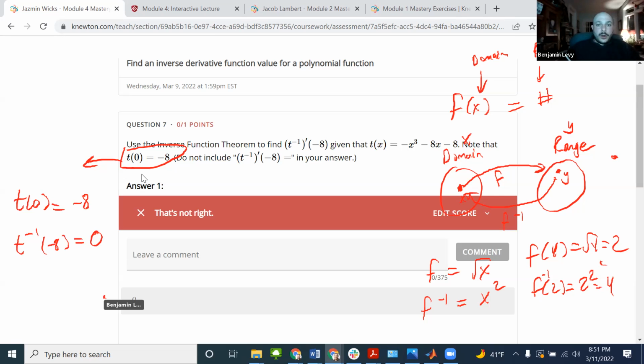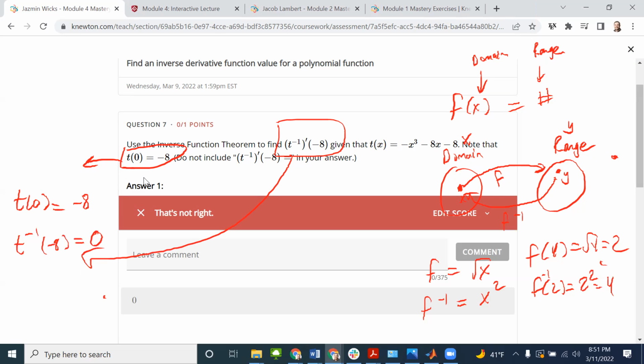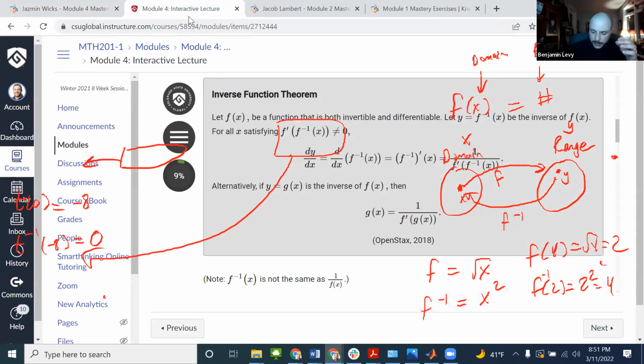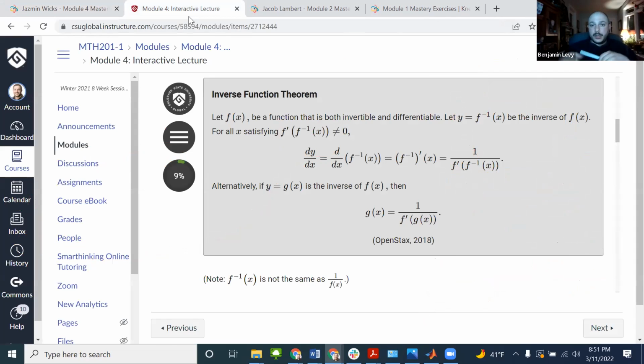And so ultimately, we're trying to find T inverse of -8. This is not what we want, but this is what gets used in the formula, right? In other words, we're not using the thing they're giving us, we're using the concept. Let's flip back over here real quick. Let me clear this out, and we'll apply this rule.